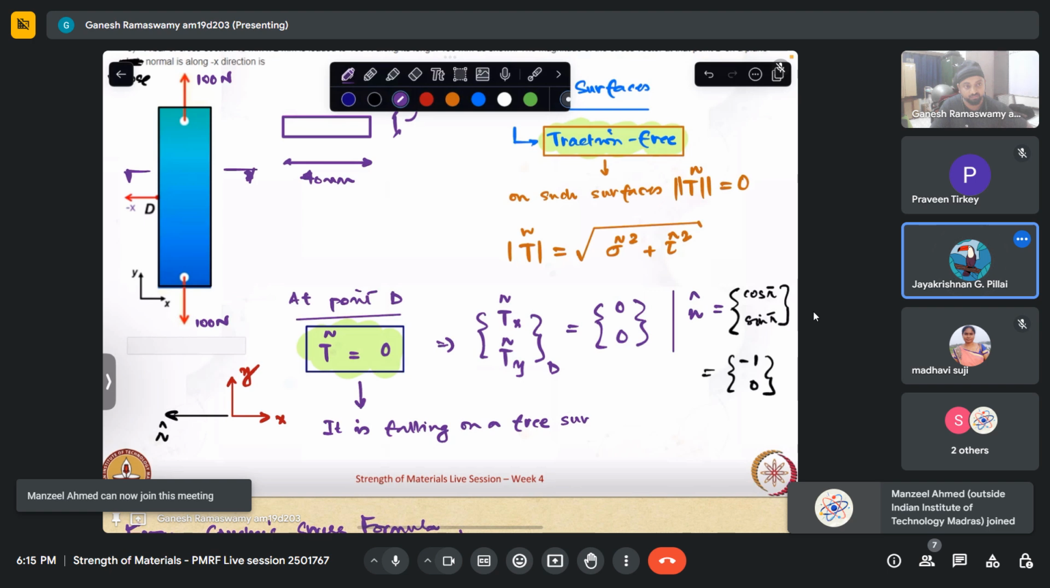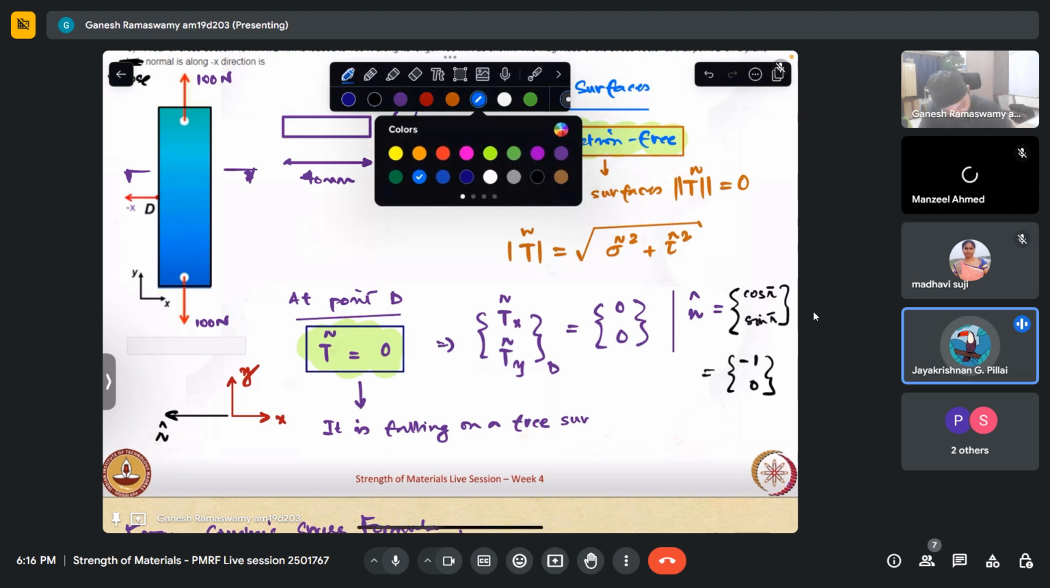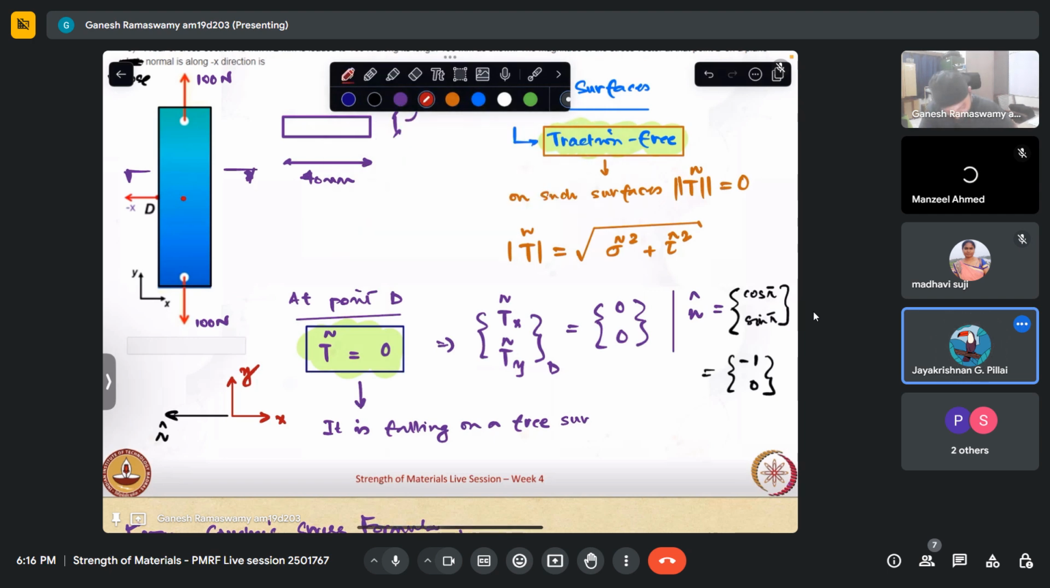If you consider point D somewhere else, let's say in the middle, you have the same 0, 0, 0, 5/4 stress tensor and the same normal vector (-1, 0), which means that your traction T_n would still be 0 at any point. So what makes this special is that we are essentially looking at the domain boundary here.